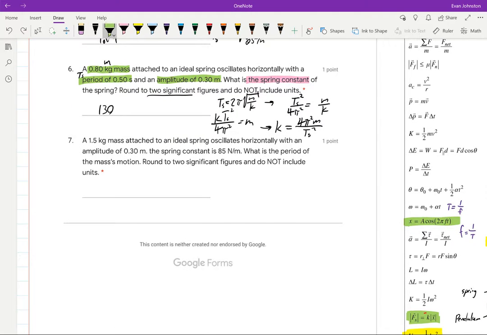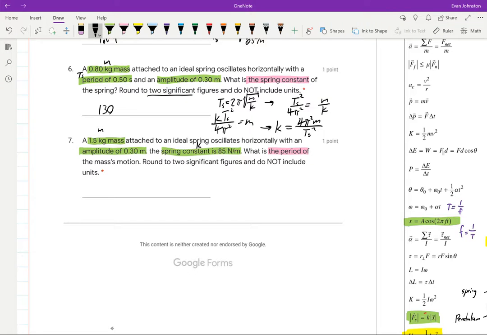And now our last one, we have a 1.5 kilogram mass. We know m, and the spring goes horizontally. We're given the amplitude. That's worthless. We've gotten that now. And it has some spring constant of 85 newtons per meter. Actually, well, the amplitude isn't useless. When we're looking at graphs, the amplitude will be helpful because it will let us know how far something has gone. But as far as finding the period or the frequency, I would say the amplitude is kind of worthless. And we're trying to find the period of the motion.